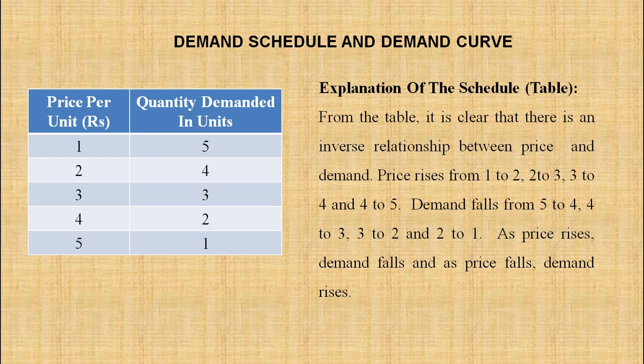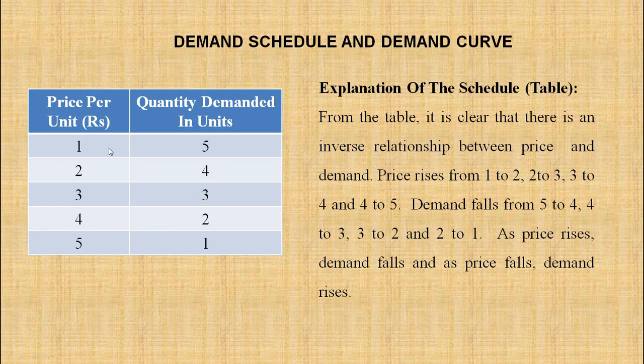Explanation of the schedule or table. From this table, it is clear that there is inverse relationship between price and demand. Look at the table. Price is rising from 1 to 2, 2 to 3, 3 to 4, 4 to 5, and demand is falling from 5 to 4, 4 to 3, 3 to 2, 2 to 1. Very simple example.